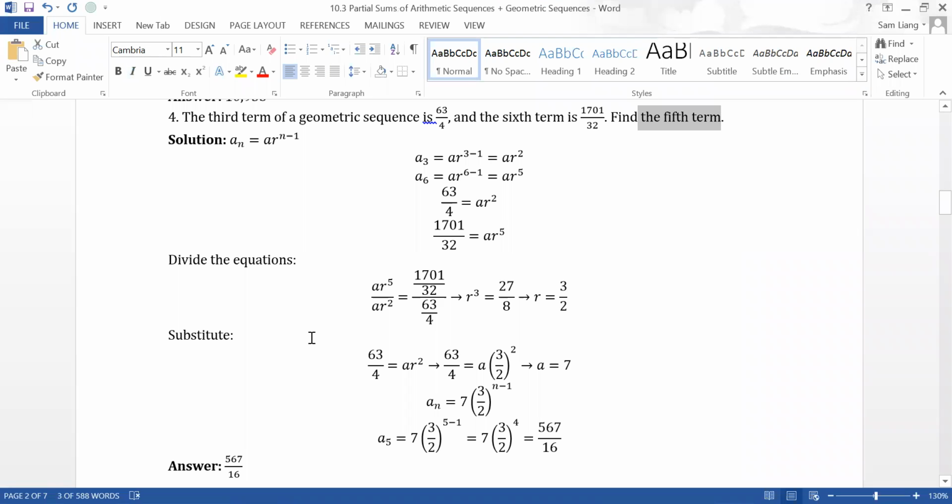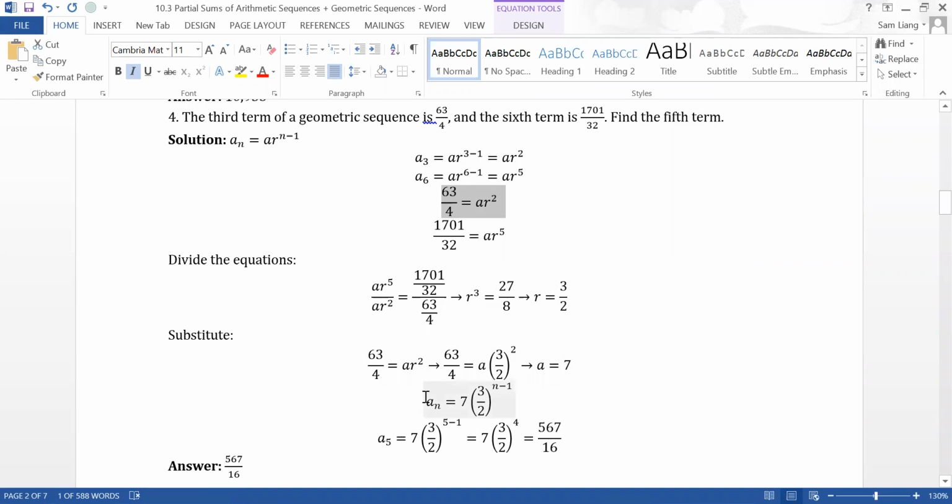Okay. From here, I'm going to substitute. So I'm going to use the first equation. You could also use this second equation to solve for a. But I use this because the numbers are smaller, right? So 63 over 4 is equal to ar squared. So 63 over 4 is equal to a times 3 over 2 squared. And then from there, you can solve for a, you get 7.